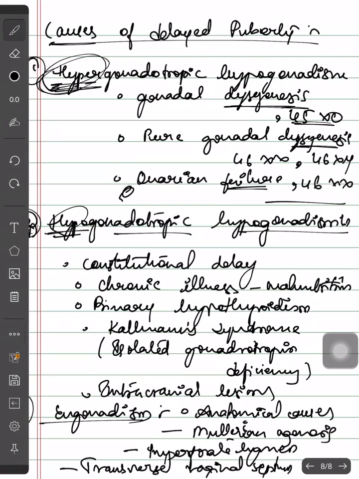Next, the first was the anatomical cause here. In anatomical causes, you will see Mullerian agenesis, imperforate hymen, and transverse vaginal septum. That was the anatomical cause. Next, you will see androgen insensitivity syndrome.